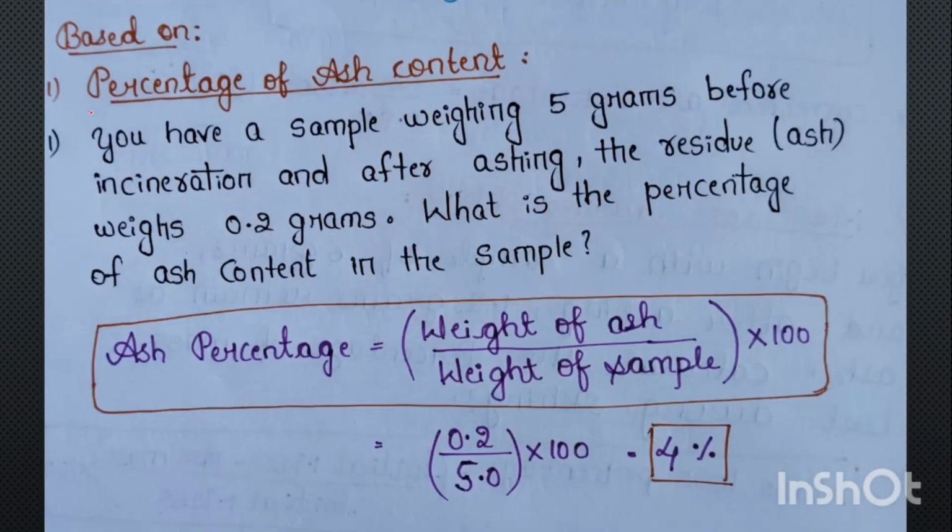Based on the percentage of ash content, you have a sample weighing 5 grams before incineration, and after ashing the residue weighs 0.2 grams. What is the percentage of ash content in the sample? The formula for ash percentage is equal to weight of ash divided by weight of sample into 100. The weight of the ash is given as 0.2 grams, so we substitute 0.2 divided by the weight of the sample, which is 5 grams, into 100, which is equal to 4% ash content in the sample.